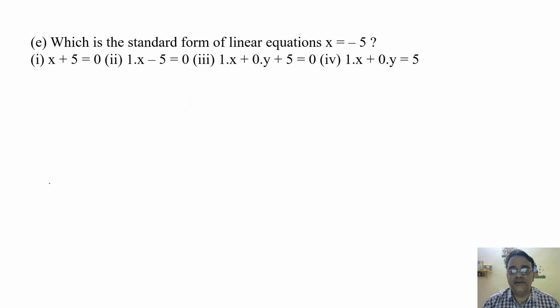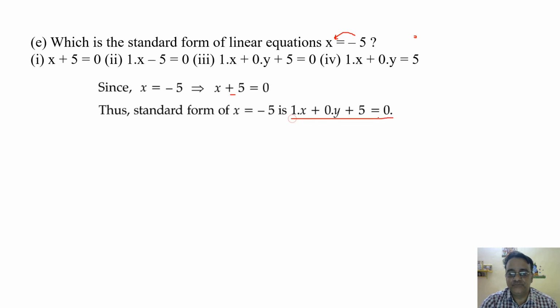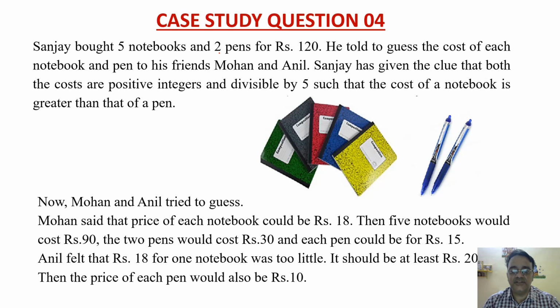Which is the standard form of linear equation x is equal to -5? अगर -5 को हम लोग यहाँ शिफ्ट करेंगे तो x plus 5 हो जाएगा ऐसे. अब यहाँ पे y का कोई भी टर्म नहीं है तो हम लोग क्या करेंगे? प्लस 0 into y. Right? So the standard form we can write in this form: 1 into x plus 0 into y plus 5 is equal to 0. And the correct option is the third one. Right. So now we are moving toward the next case study question.